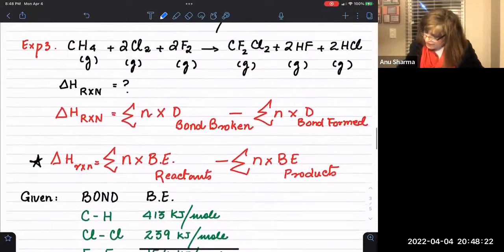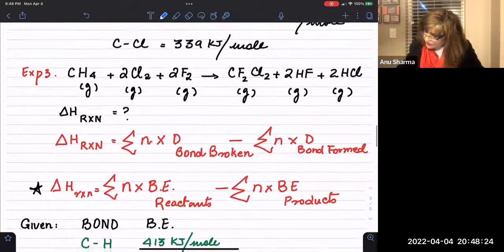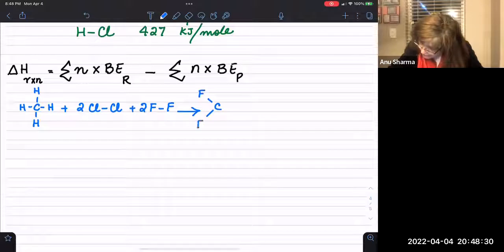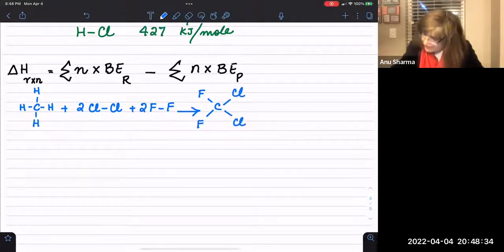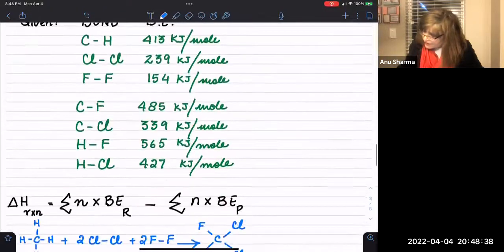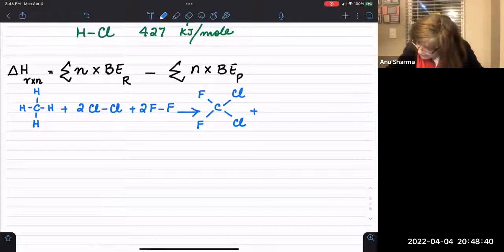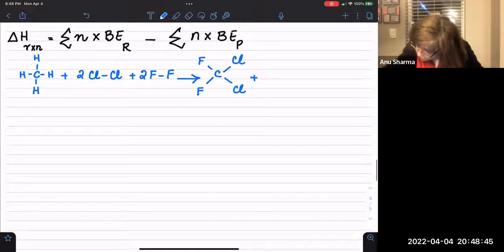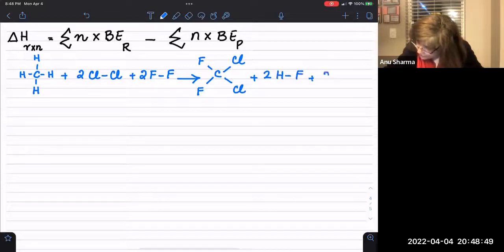And now comes the CF2Cl2. So there are two carbon and fluorine bonds and two carbon and chlorine bonds. So keep that in mind. So this is one scenario, CF2Cl2, and then plus 2 HF and 2 HCl. So 2 hydrogen and fluorine bonds plus 2 hydrogen and chlorine bonds.